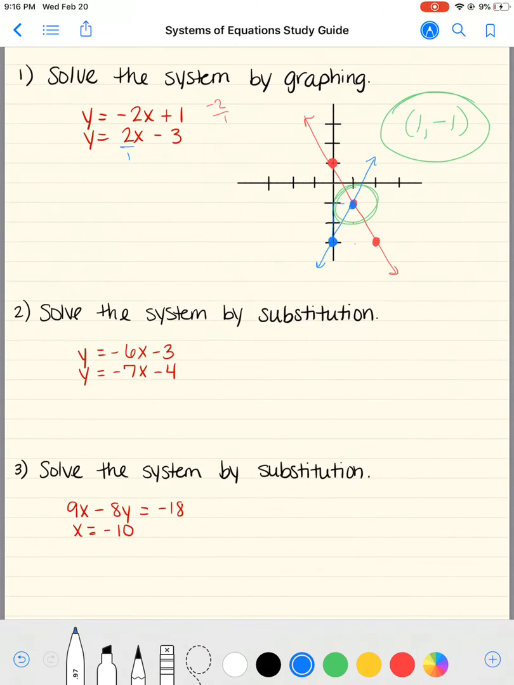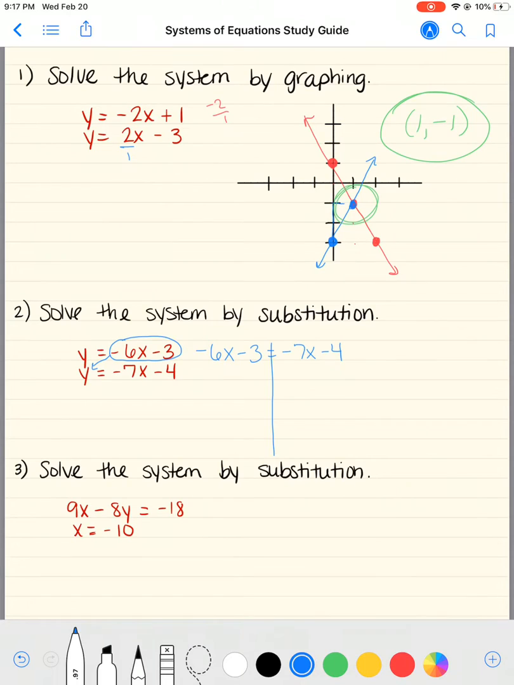So if I had the choice, I would put these on a graph and figure out where they intersect. But to get a little extra practice with substitution, I'm just going to take one of them. Doesn't matter which one because they both equal y. So let's say I take this top one, and I'm going to plug it in for y down below. So that's going to become negative 6x minus 3 equals negative 7x minus 4. And then I just need to solve this.